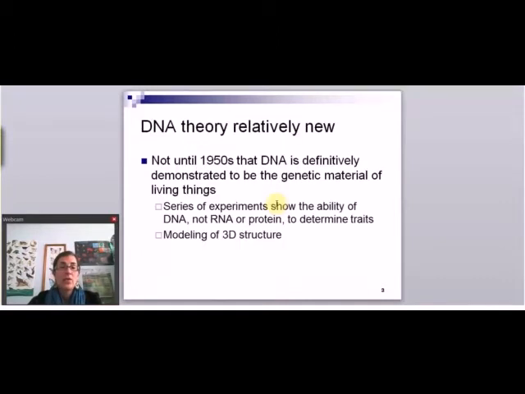But of course, what we know now is that DNA is definitely the genetic material of all living things. A whole series of experiments showed that DNA, not RNA or protein, determines traits in individuals. And finally, in the 1950s, and this was kind of the capstone of this whole series of experiments, was the modeling of the three-dimensional structure of DNA that we're going to talk about, called the double helix. And that made it very clear how DNA would work as it was being copied. And then over the last 50 years, we've really clearly now understood how DNA actually leads to traits.